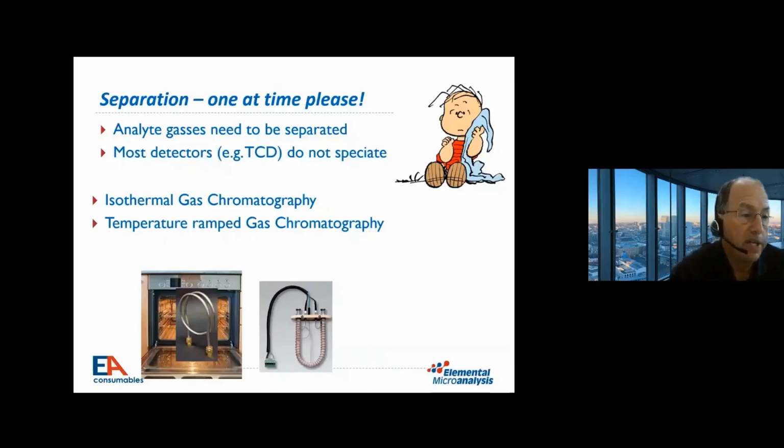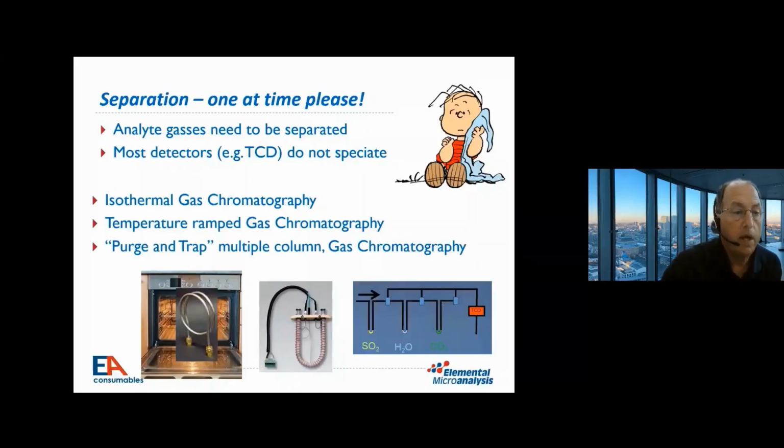Also used are temperature-ramped gas chromatography columns that can control the separation better than the isothermal. And a third type is to use multiple columns that are specific for each of the different analyte gases. It's sort of a pseudo purge and trap system.